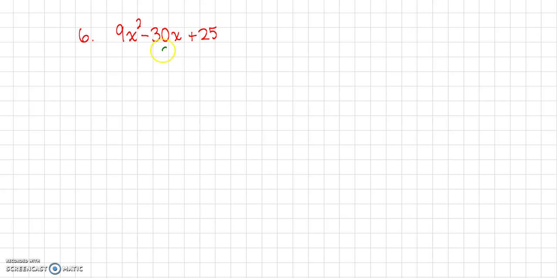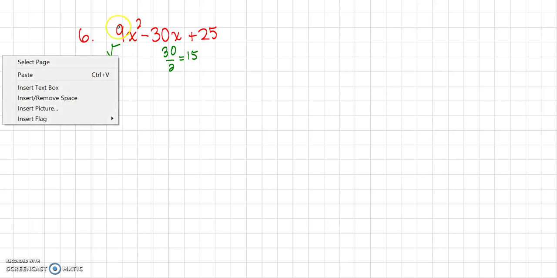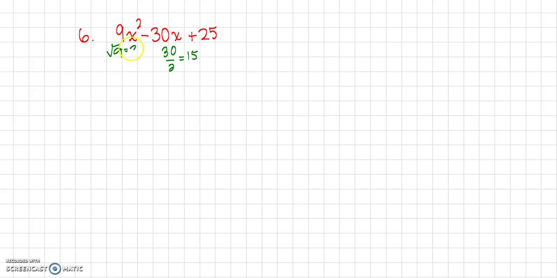The way you see if it is a perfect square trinomial is you half the middle term, so 30 divided by 2 is 15. You square root 9, and you square root 25. This is just to check to see if it is a perfect square trinomial. If I multiply 3 and 5, I do get 15. So this is a perfect square trinomial.